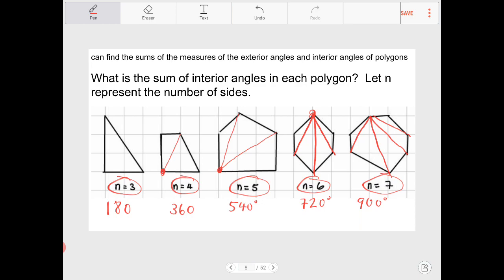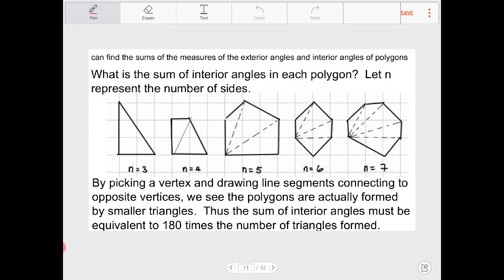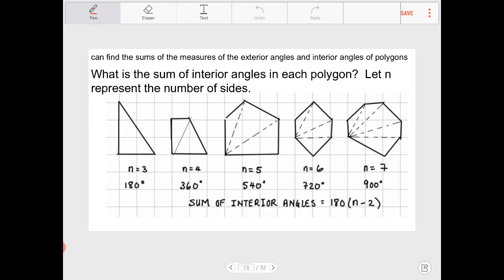Hopefully, you had some time to think about this, and perhaps you were able to come up with this equation. The sum of the interior angles happens to be 180 times n minus 2. This is actually a formula we are going to be maximizing our understanding of. So the sum of all interior angles is 180 times n minus 2.